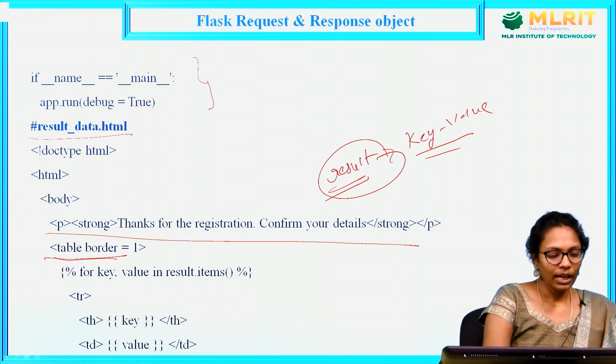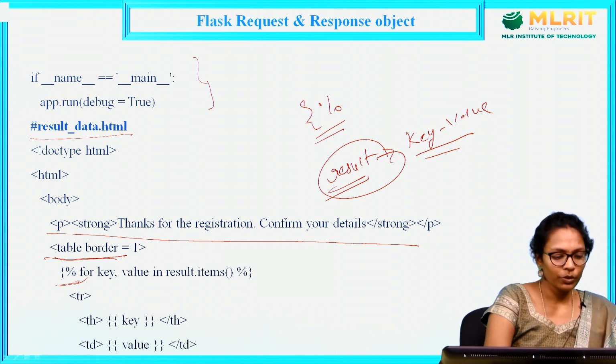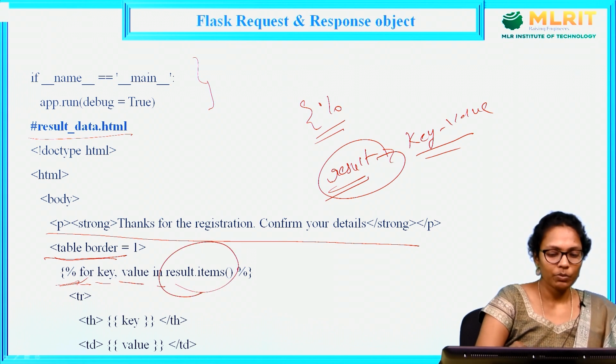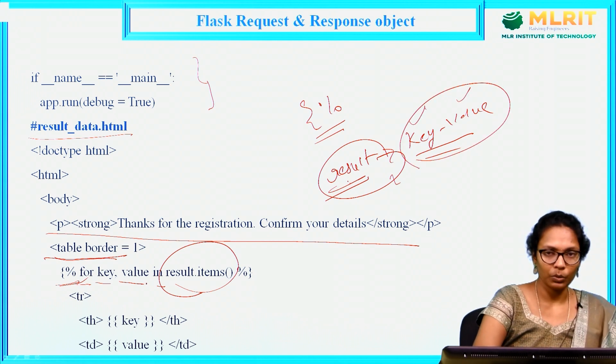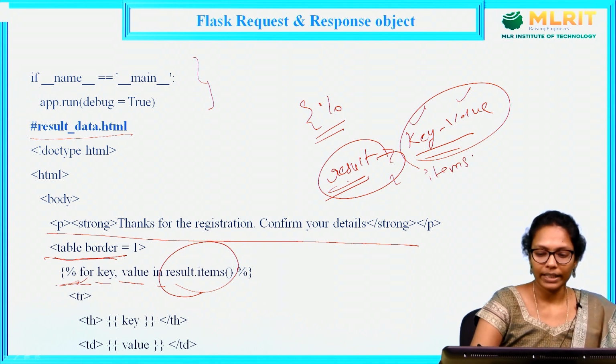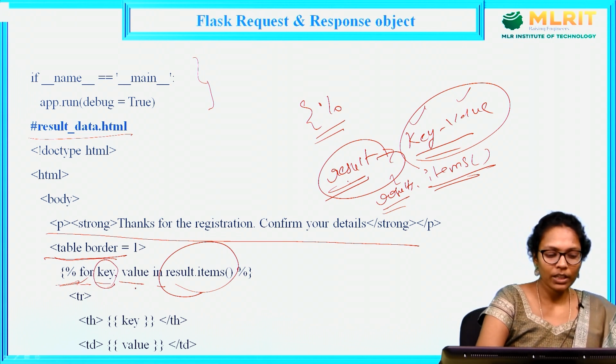Now I am taking this symbol. What is the symbol? It indicates a statement. What is the statement? A for loop: for key, value in result.items(). What is this result actually? It contains key-value pairs, so it contains both key as well as value. But how to retrieve those values? Using a method called items. So result.items() will retrieve the key as well as the value, and the corresponding values will be stored in a key variable and a value variable.